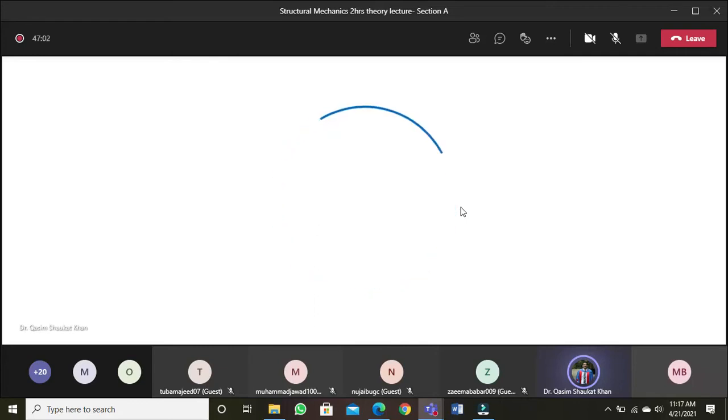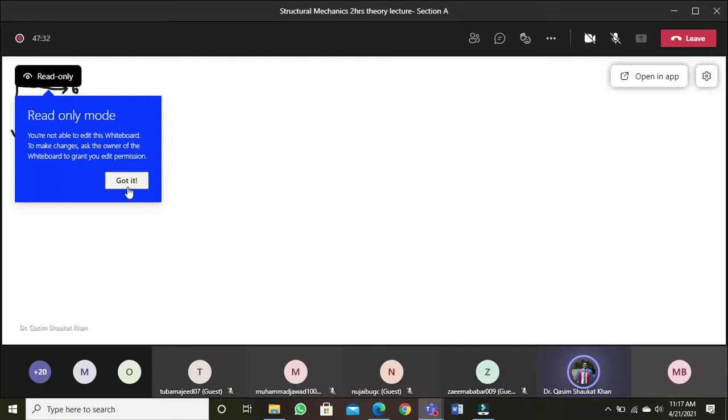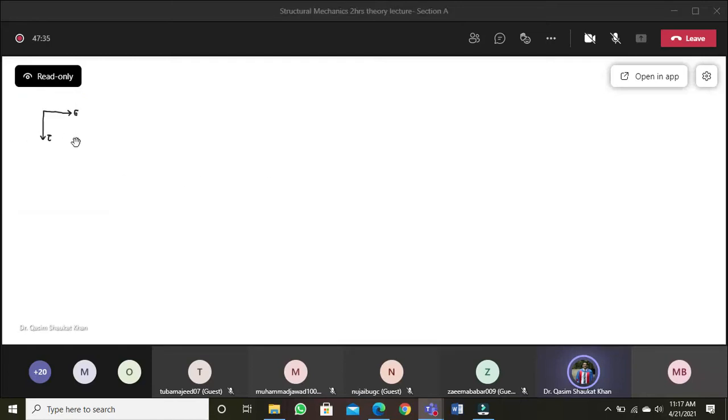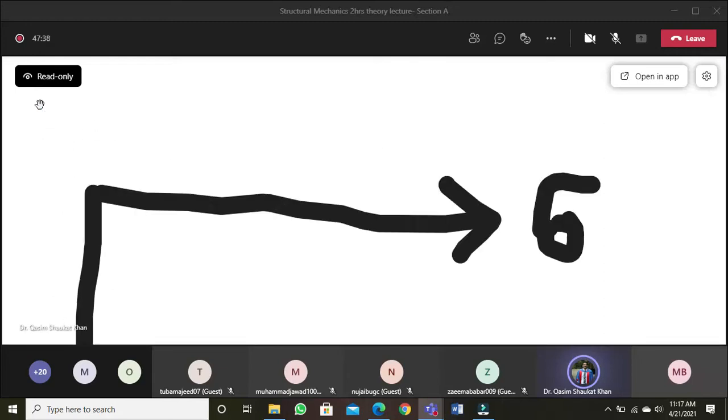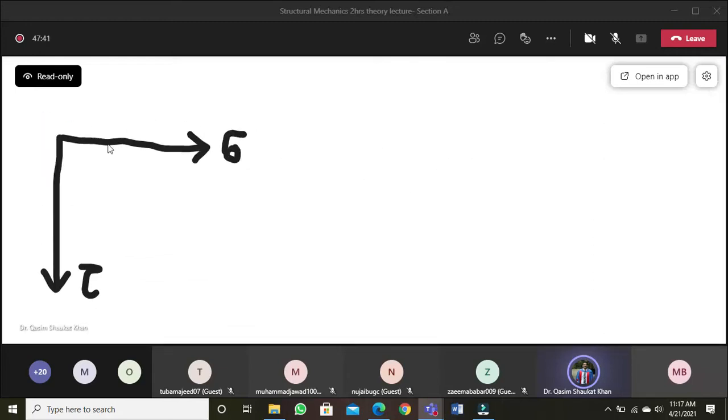the horizontal axis represents the normal stress, and the y-axis represents the shear stress. Then we have said that normal stresses are positive towards the right, and shear stresses are positive downwards. So this is a standard coordinate system, and the sign convention is that shear stress is positive downwards and normal stress is positive towards the right.